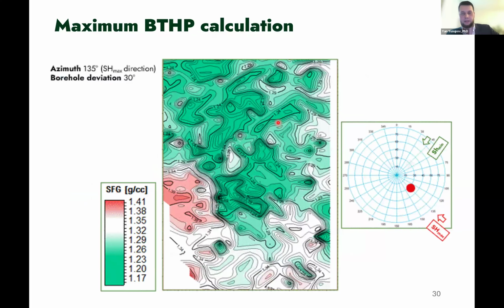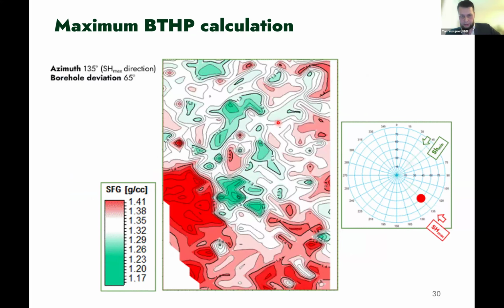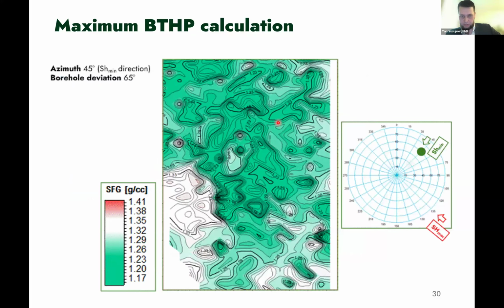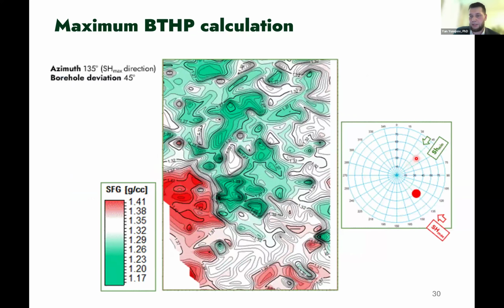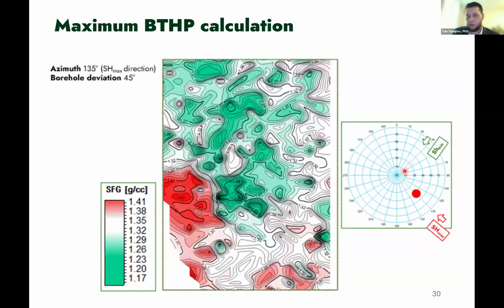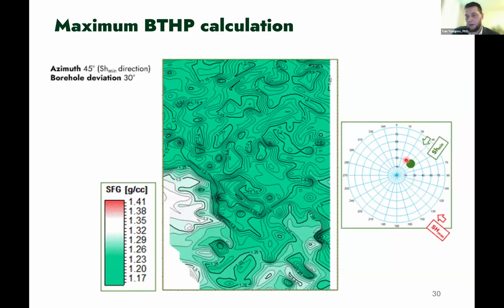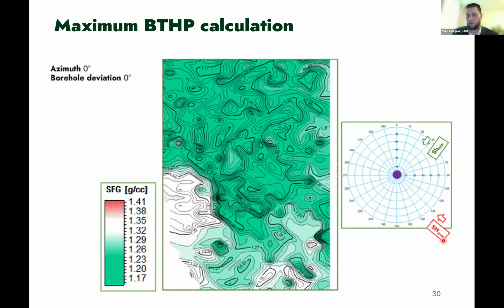And this is an example of calculation of maximum bottom hole pressure to avoid sand production. Please see this stereonet. The stereonet shows the location of points by deviation and azimuth. This is the SH mean direction, and this is the SH max direction.